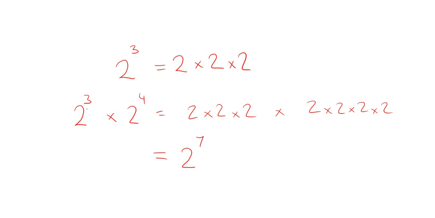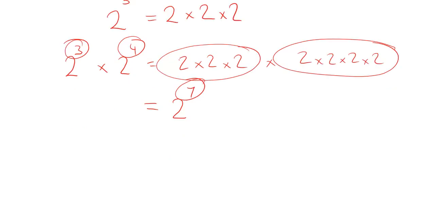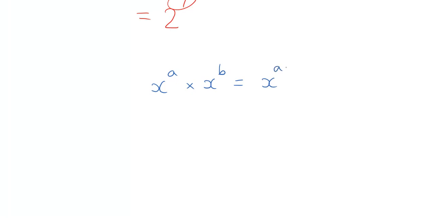And clearly you can see that I just had to count up these 2's and these 2's and add them together. So it's the 3 and the 4 added together that's making the 7. So this is known as the first of the exponent laws. And in general, we can use x's. If I have x to the power of a multiplied by x to the power of b, it's going to be x to the power of a plus b. We add those things together.